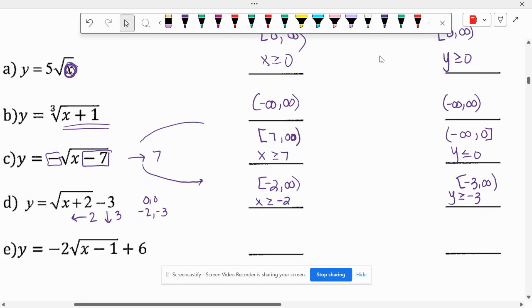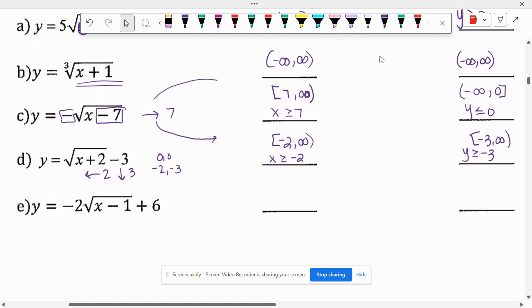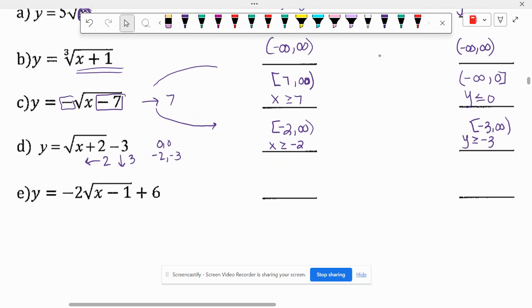I think this is our last one, yes? Okay. So this tells me that I'm going to move to the right 1 and up 6. So that's my new starting point, 1, comma, 6. X has to be greater than or equal to 1. So bracket 1, comma, positive infinity.